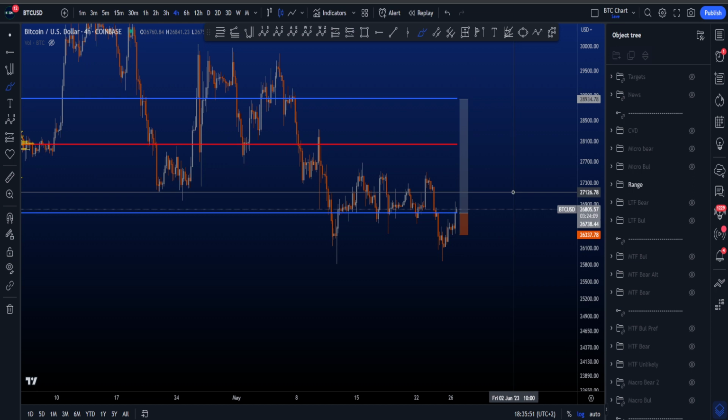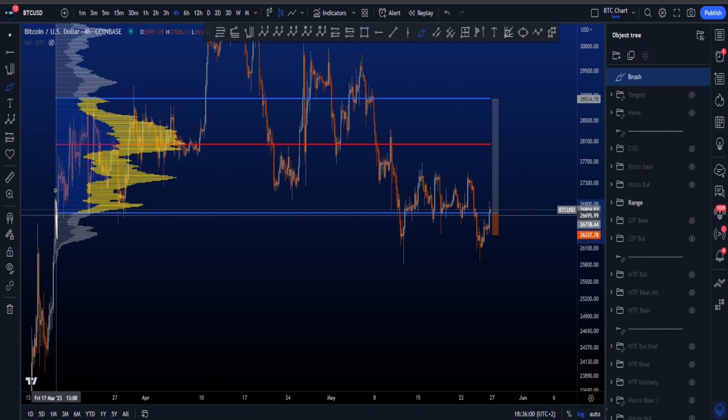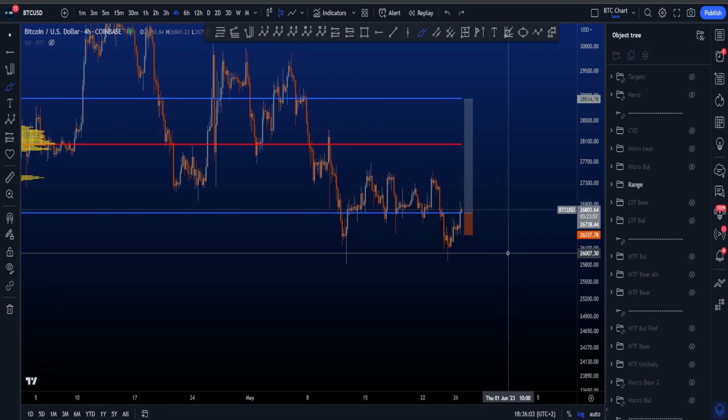So definitely a range to keep an eye on, and I would recommend to put this one on your chart by using the volume profile tool over here, fixed range volume profile, that you can find in your tools, starting on the 17th of March to where we are today.